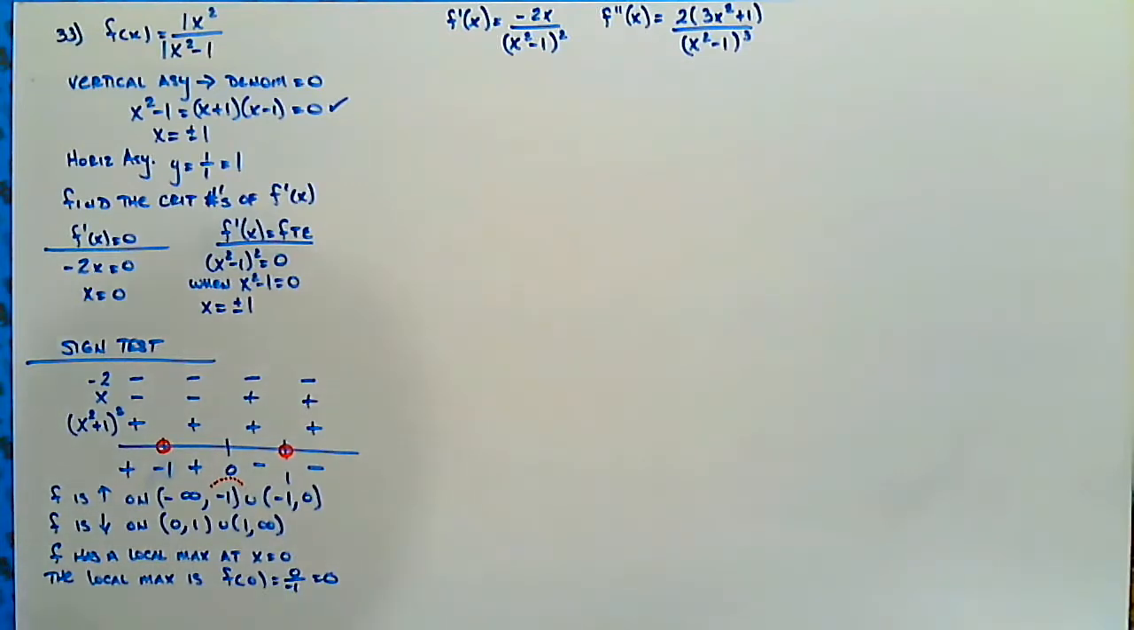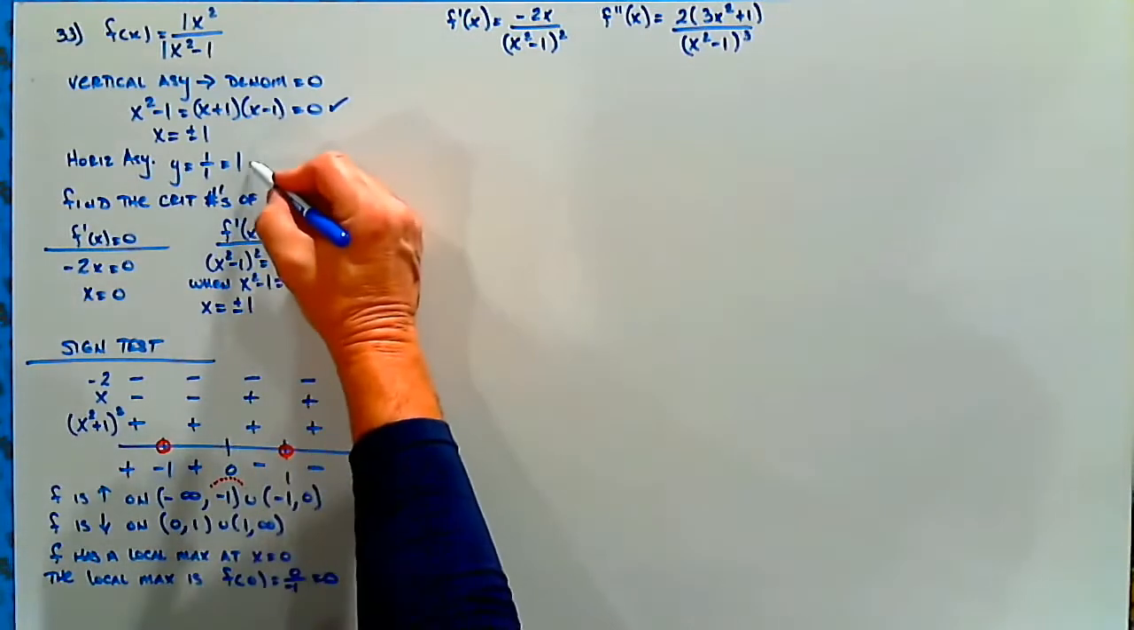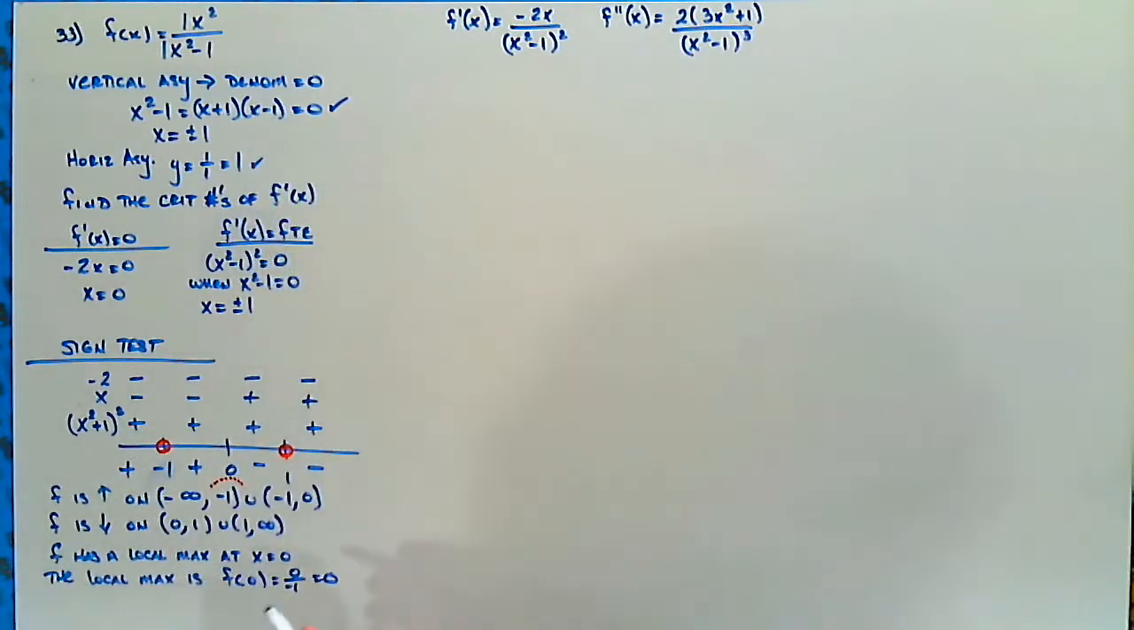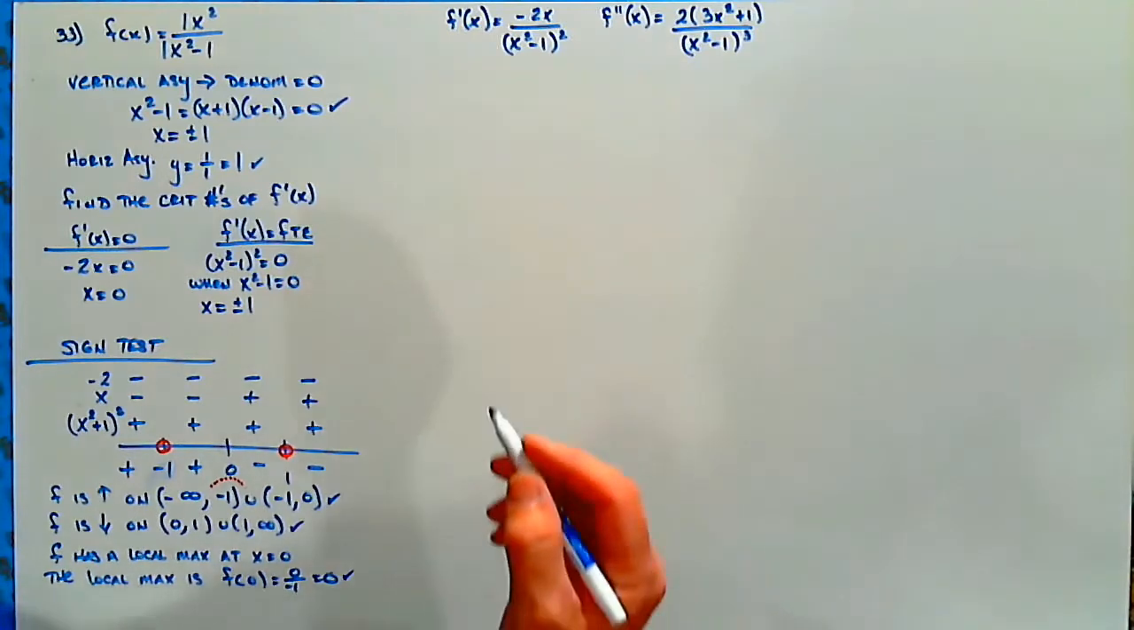So the question said, find vertical asymptotes. Check. Find the horizontal asymptotes. Check. Tell me where the function is increasing. Check. Tell me where the function is decreasing. Check. Tell me if it has a local max or a local min. Check. So we've got those parts done. What's left? Well, concavity, right? Concavity and inflection points.